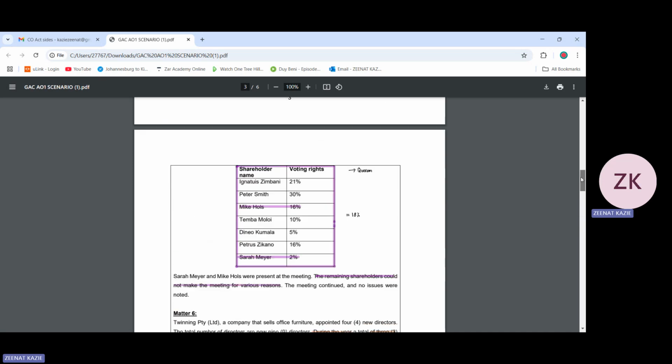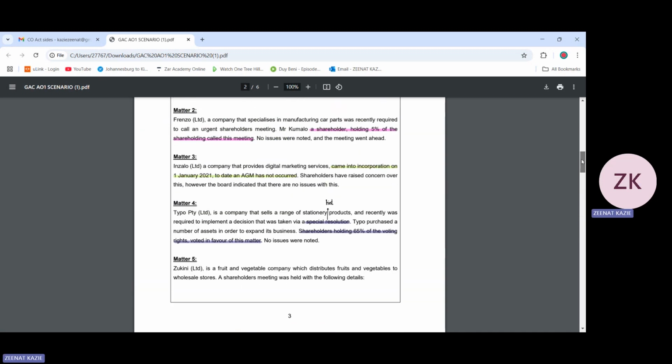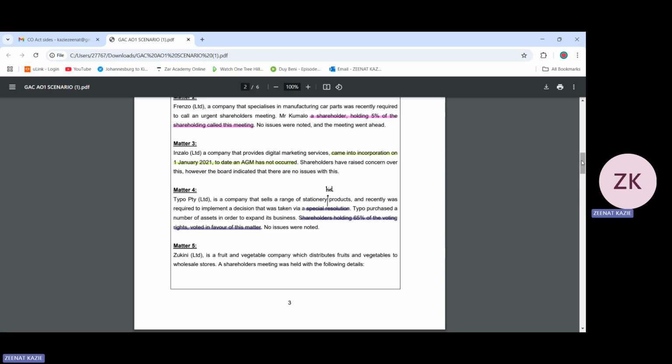That one was pretty straightforward. Inzalo Ltd, a company that provides digital marketing services, came into incorporation on the 1st of January 2021. To date, an AGM has not occurred. Shareholders have raised concerns over this. However, the board indicated that there was no issue. So, AGM. What does the Companies Act say of an AGM?